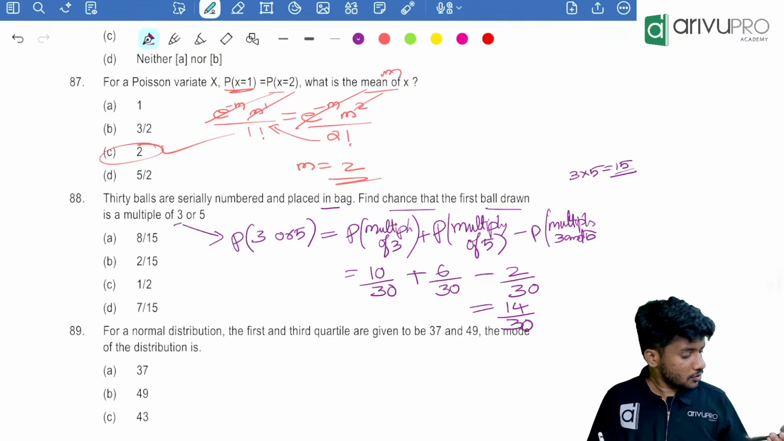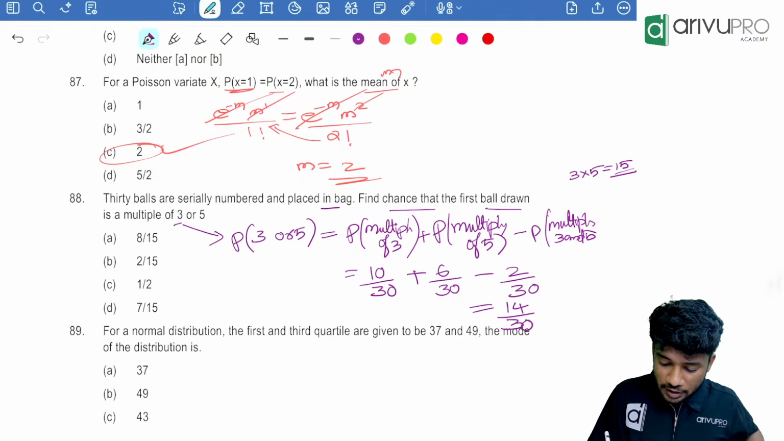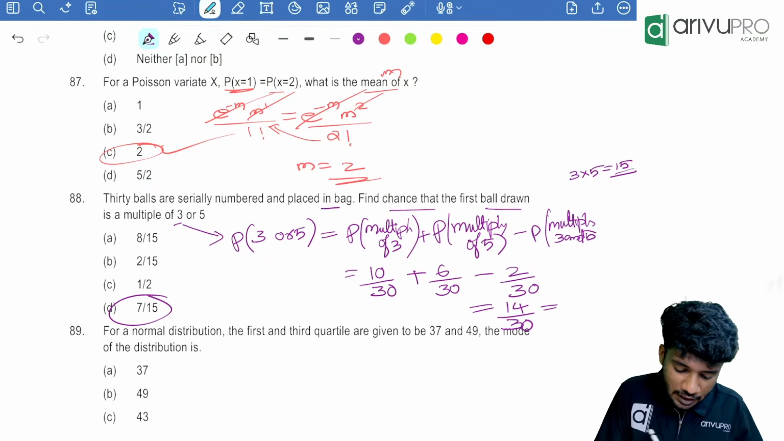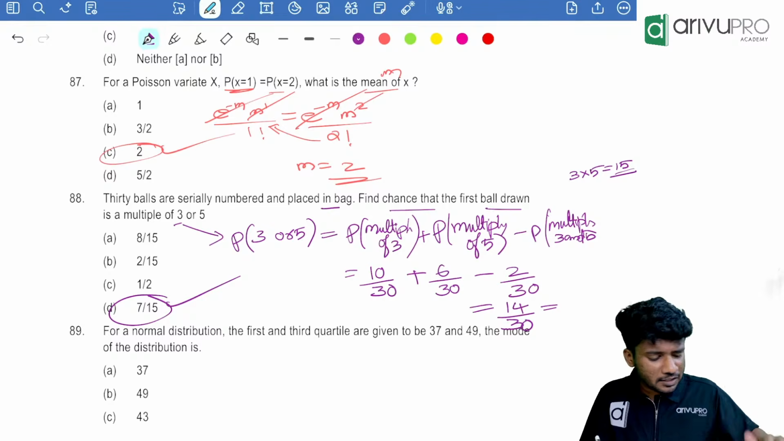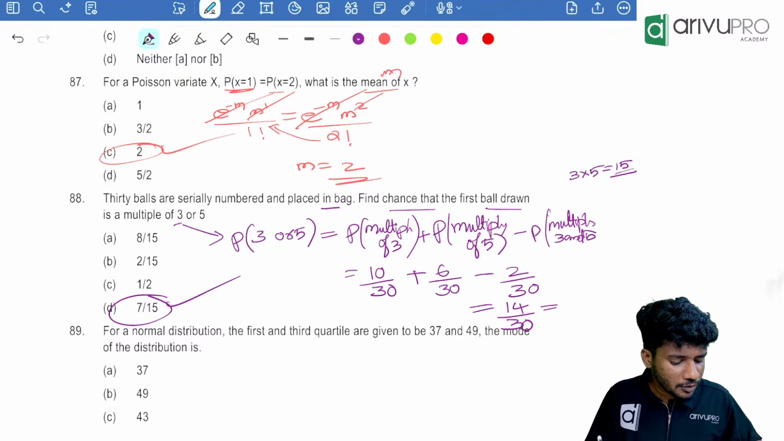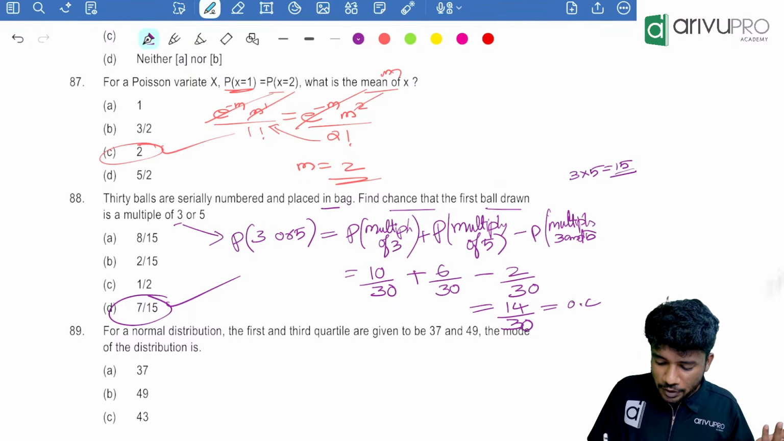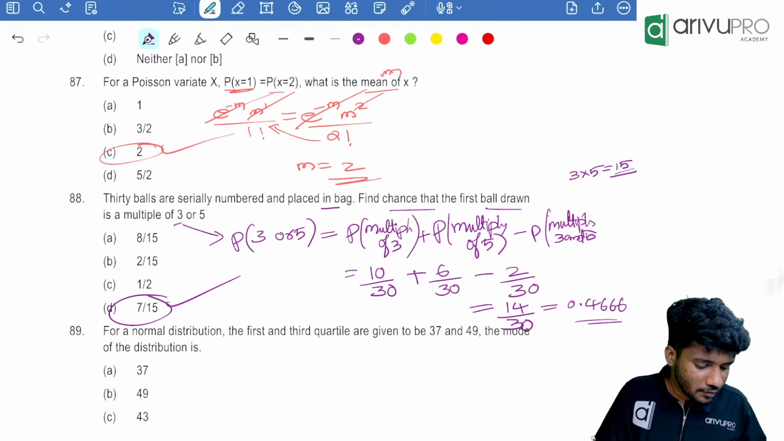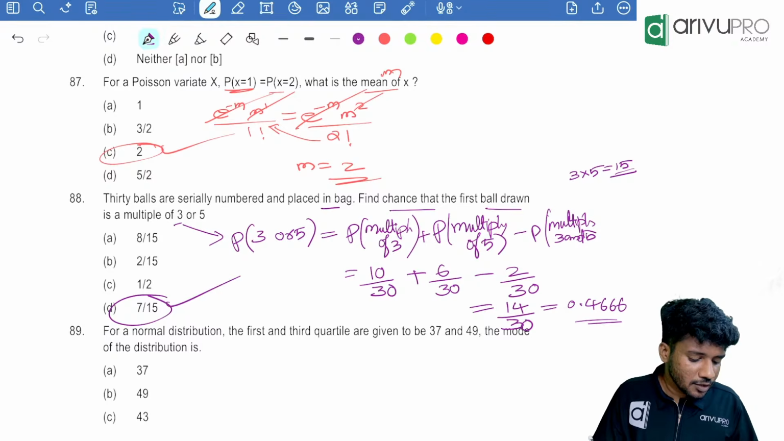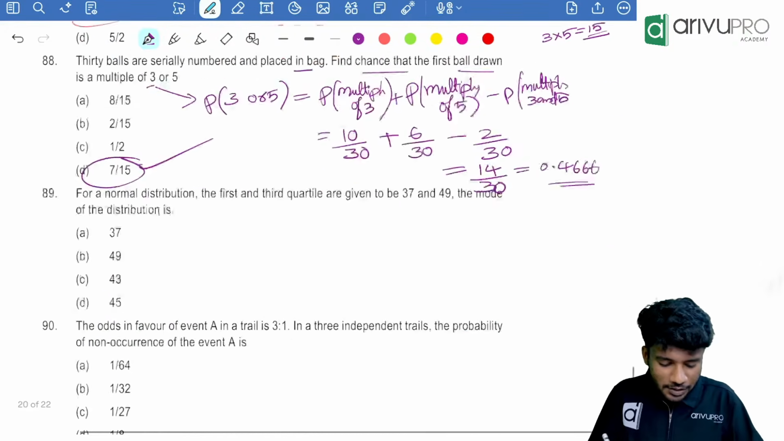Which option is your answer, people? Which is nothing but 7 by 15. Now if you want, you can take the common factor and cancel. If you don't know how, 14 divided by 30 is how much? Which is nothing but 0.4666. Check which option is giving that value. 7 divided by 15 is also 0.4666. Option D is the answer.